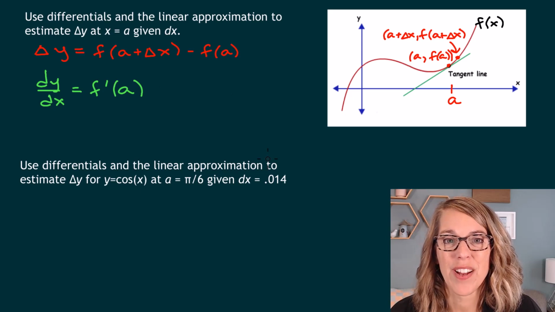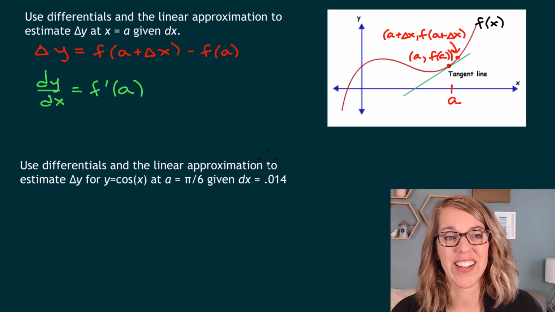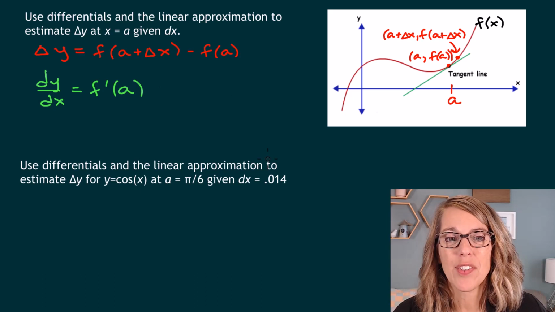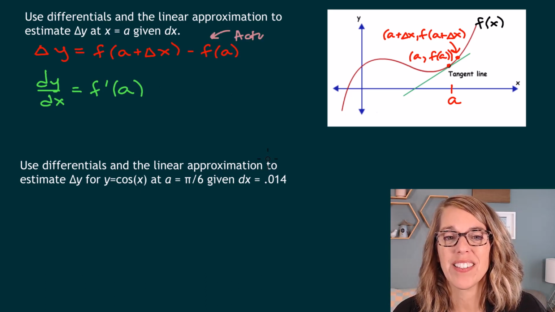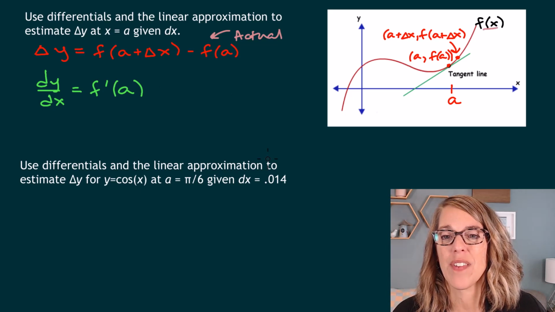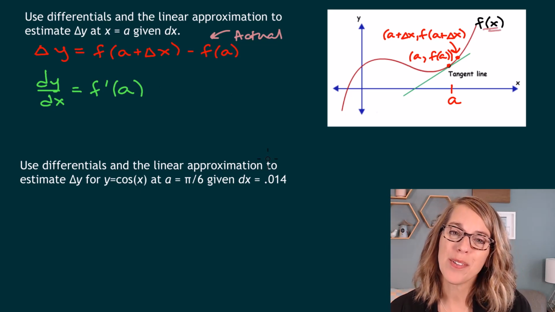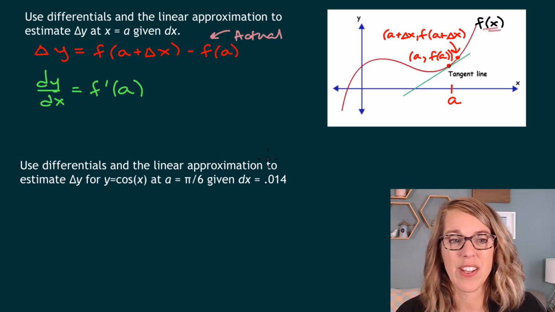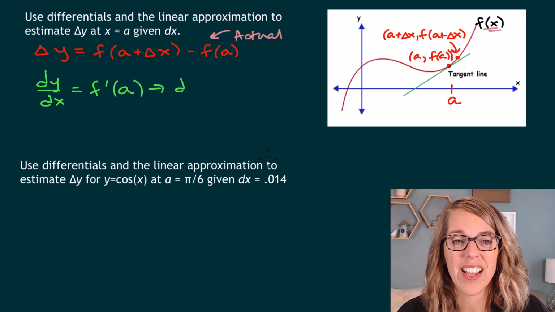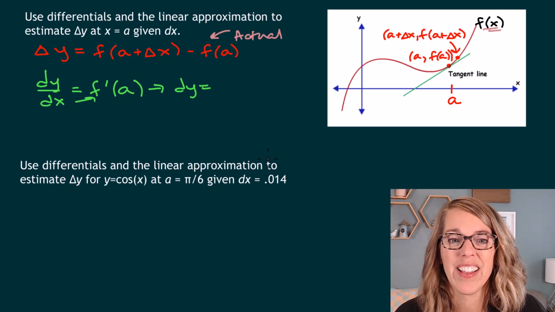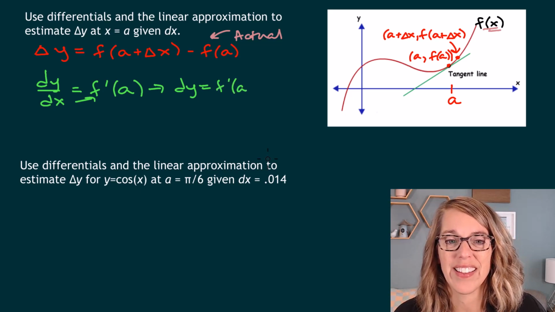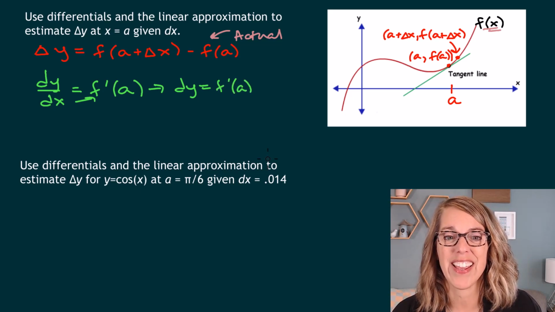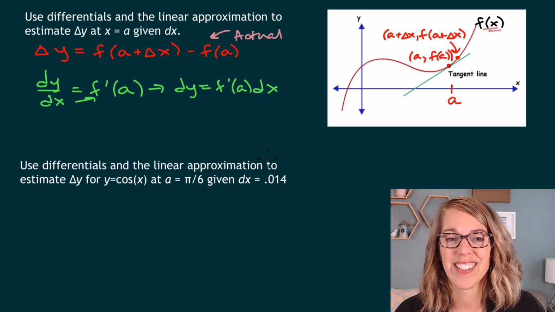Let's talk about differentials, but first some notation. So I've got delta y. Delta y is the actual change in the y direction based on the function's graph f of x, as opposed to dy over dx. If I do a little bit of algebra here, I can write that dy is equal to, I'm just going to cross multiply, f prime at that point of tangent a times dx.